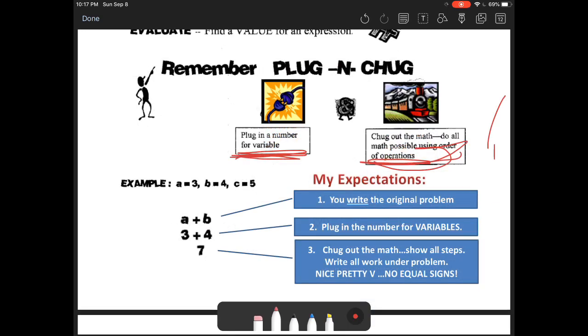So a couple of things about evaluating expressions. There's three expectations that we have to do. Firstly, we need to write the original problem. So what that means is we need to make sure that we write out the original problem on our paper. So that would be this step. The original problem is just whatever the problem is. And then we need to plug in numbers for our variables, okay?